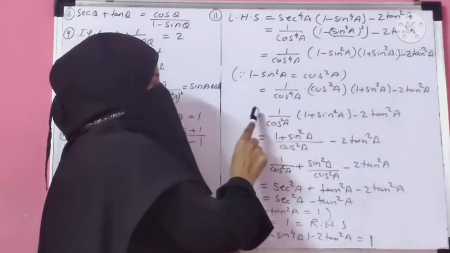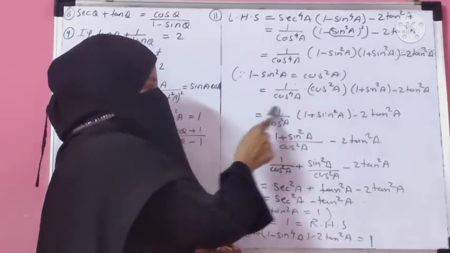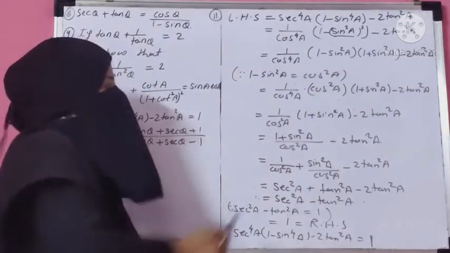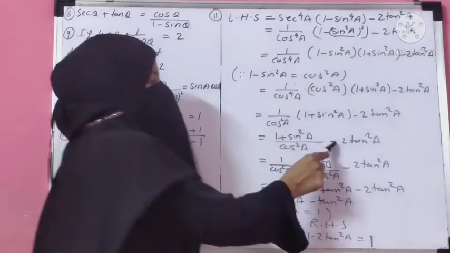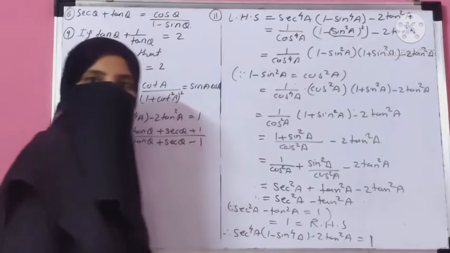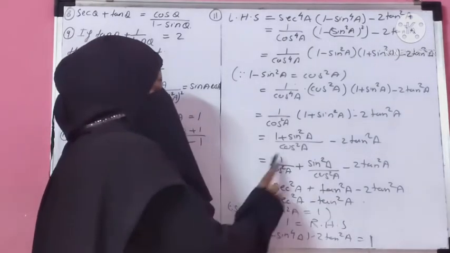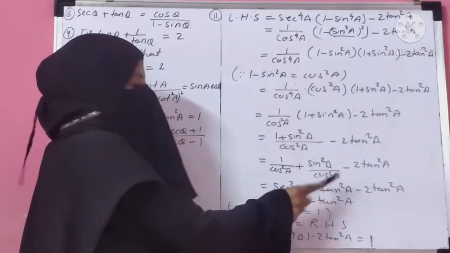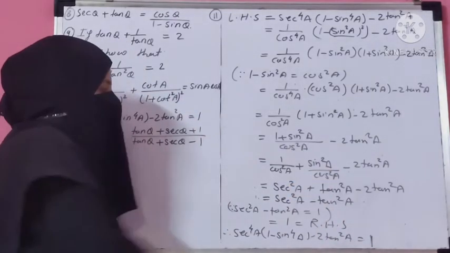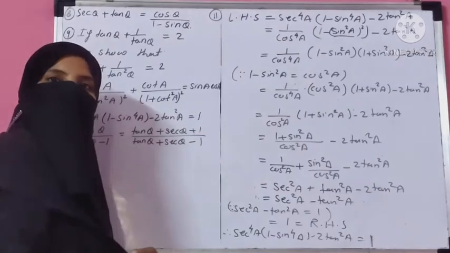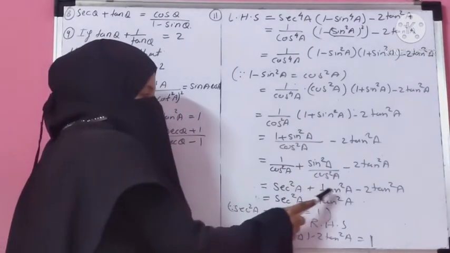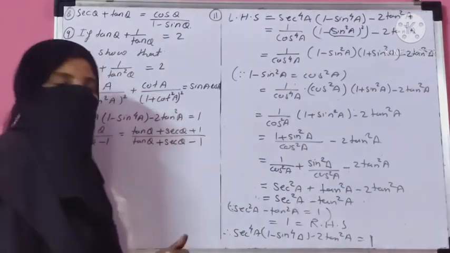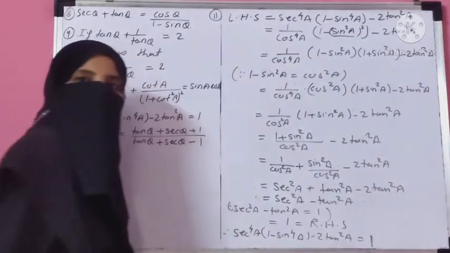Now multiply here. 1 plus sin square a multiplied by 1 gives 1 plus sin square a divided by cos square a, minus 2 tan square a. Then I separate the denominator across both terms: 1 upon cos square a plus sin square a upon cos square a. 1 upon cos square a is nothing but sec square a, and sin square a upon cos square a is tan square a. Minus 2 tan square a as it is.